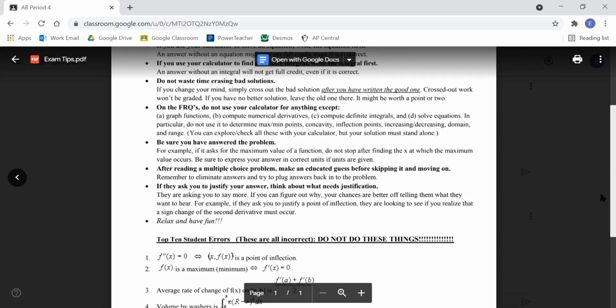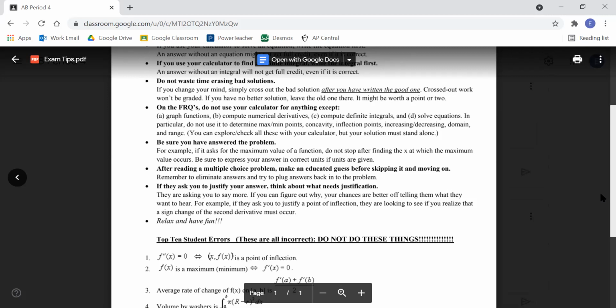And if you're certain that what you've done is better, then just put a big X through the stuff that you thought was terrible from the start. And that's much easier than erasing it. You don't need to worry about erasing it. And then hopefully what you did the second time is better. If what you do the second time isn't better, just put a big X through that and leave the other stuff. And then hopefully you'll get a point or 2 for something.